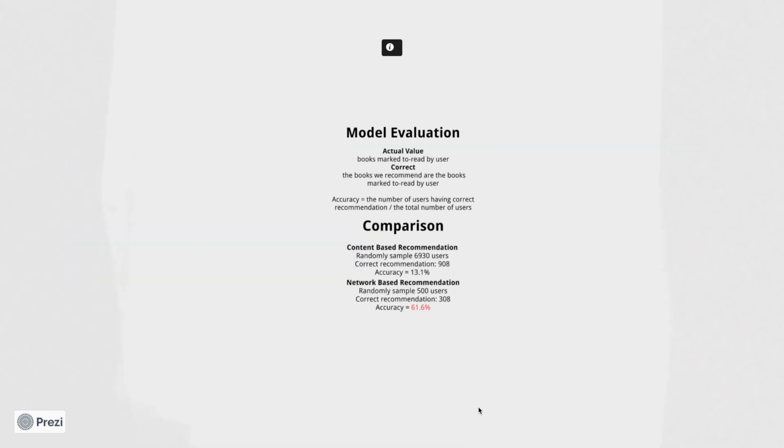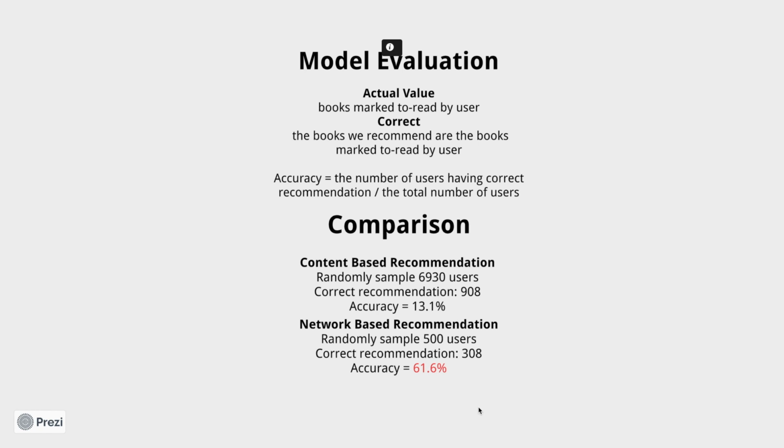For model evaluation, there is one column of book IDs, which are the books marked to read by the user. We use this as the actual value. Correct means the books we recommended are the books marked to read by the user. Our accuracy is defined as the number of users having a correct recommendation divided by the total number of users. For the network-based model, we randomly sampled 500 users from the dataset, and the accuracy is about 61%, while the accuracy of the content-based model is only 30%.